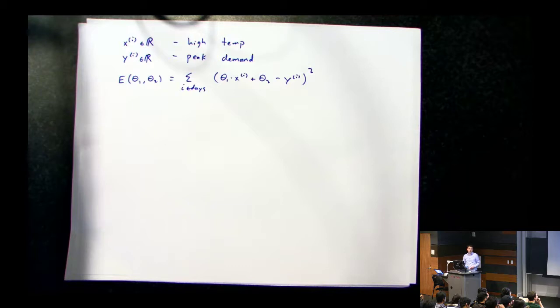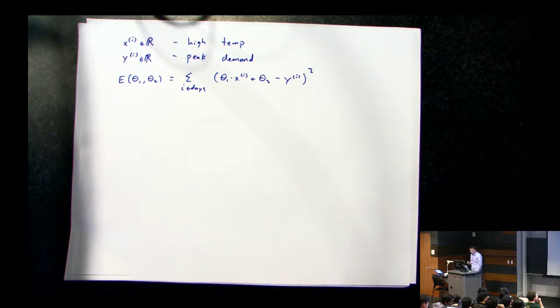Now, why do I do squaring? I won't worry about that right now. We could take the absolute value too. That would be perfectly reasonable as well. It turns out people use the square, I think, just because it ends up with an easier solution in the end. But we'll get to that in a little bit.